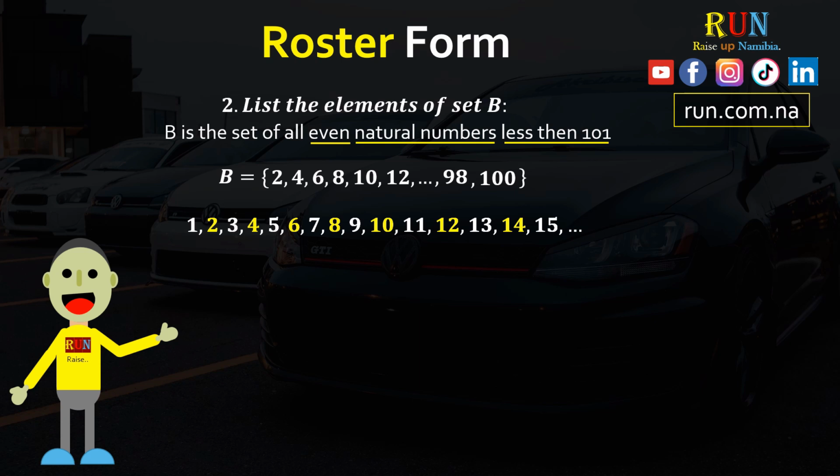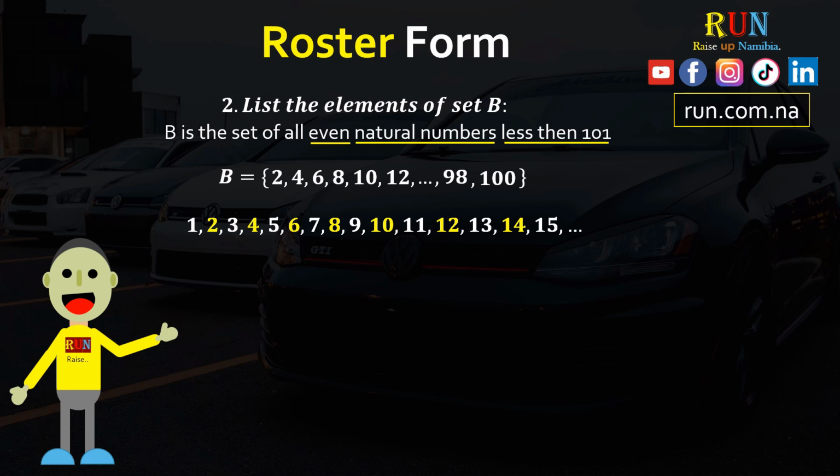Because remember, it says even natural numbers less than 101. So from 101, going down, which one is the next even number? It is 100, isn't it? So therefore, our elements stop at 100. So initially, you can even put, after the 3 dots, you can even put 100, but I just put the 98 to show that the sequence moved in the same manner, again from 98 to 100.